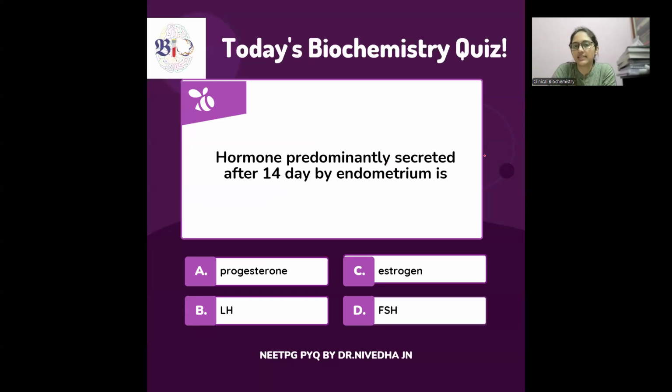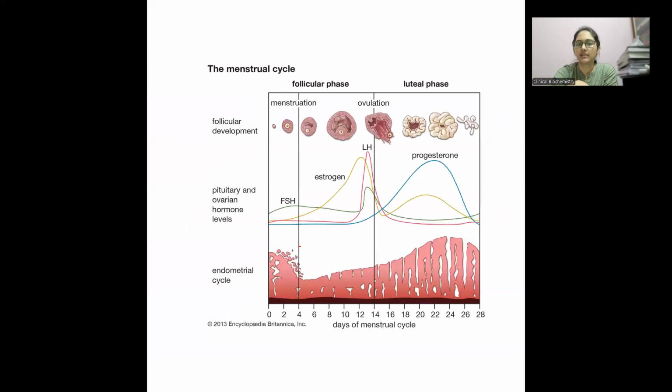The hormone that's predominantly secreted after the 14th day by the endometrium is what? It's very obvious, it's going to be progesterone. So let's see the cycle. The menstrual cycle is of the follicular phase and the luteal phase, right? The 14th day is the period of ovulation.